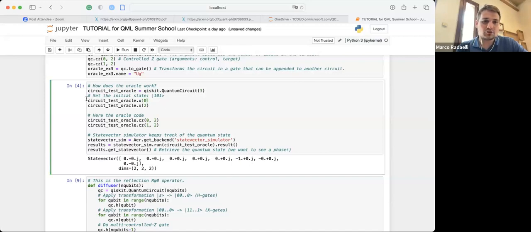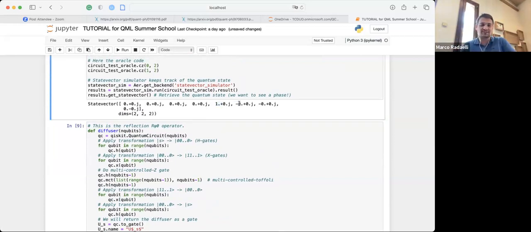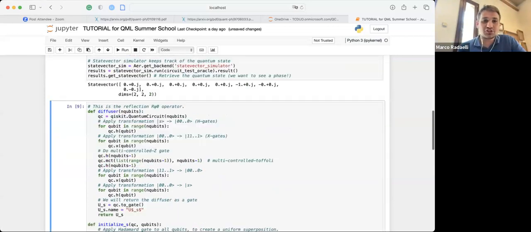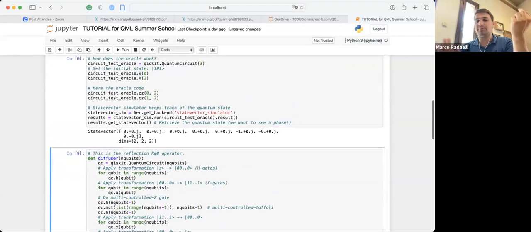Okay, let's now consider a state which is not a solution. And you see that no minuses were added here. I mean, here there are minuses, but they are on a 0, so just numerical precision problems. So this is actually working as we want it to. It has to identify the solutions with the minus sign, and the non-solutions with the plus sign. Questions up to this point?